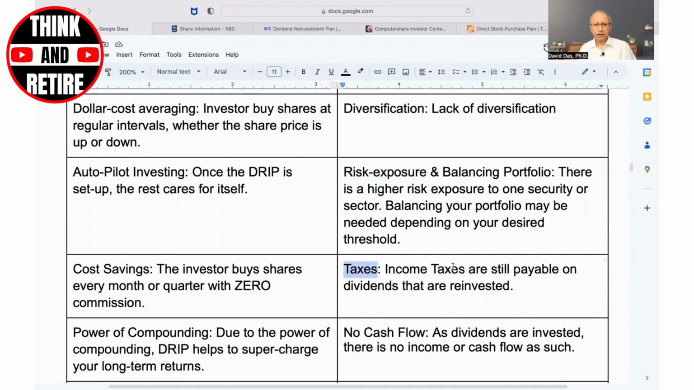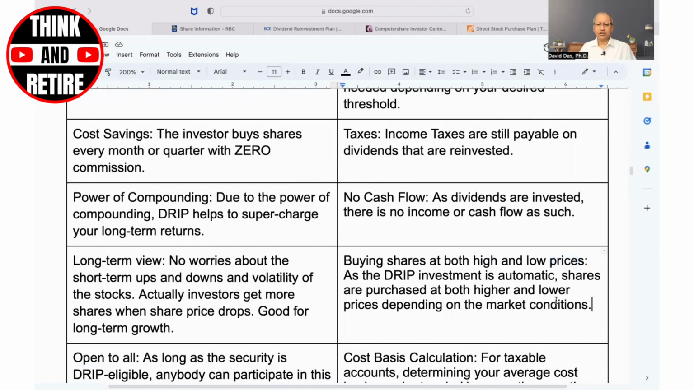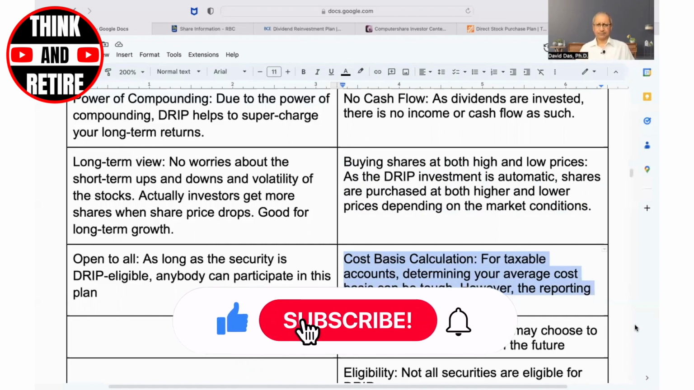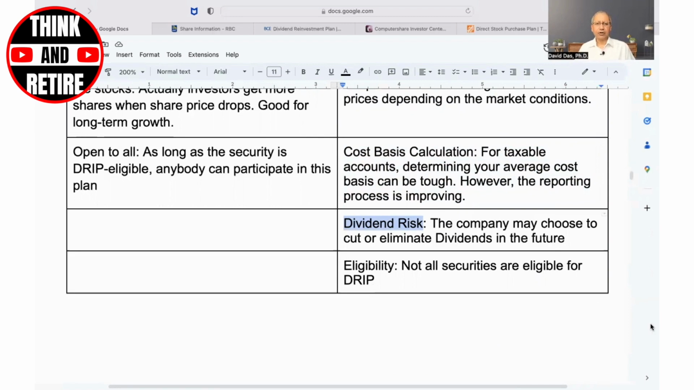Taxes. If this account is set up in a non-registered account, you have to pay taxes on the dividends. No cash flows. As dividends are invested automatically, there's no income or cash flow as such. You're buying shares at both high and low prices. Cost basis calculation for taxable accounts, determining your average cost can be a bit tough. However, the reporting process is getting simpler every day. Dividend risk. The company may choose to cut or eliminate dividends in the future. The eligibility. Not all securities are eligible for DRIP.